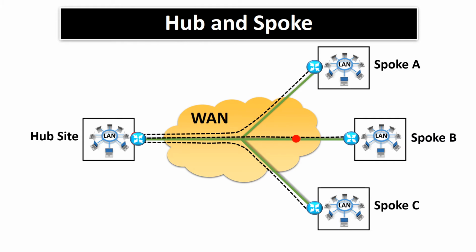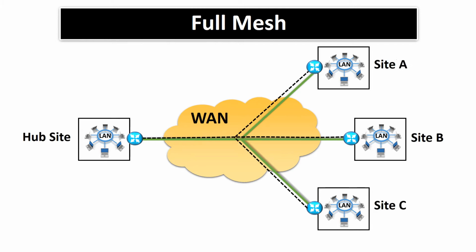Such a setup is preferred when an organization requires control of site-to-site communication at the hub site. However, there is a trade-off, because communication across any two spoke sites incurs additional delay as it needs to travel through the hub site. In full mesh topology, each node is interconnected to each other.